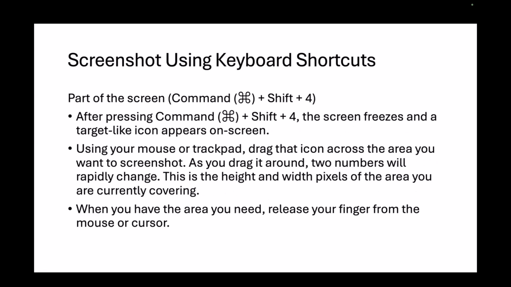If you want to take just part of a screen, you'll use the Command key plus Shift plus 4, and that freezes the screen and a target-like icon appears. Use your mouse or trackpad to drag the icon across the area you want to screenshot, and as you drag it around, two numbers will rapidly change. This is the height and width of the pixels of the area you are currently covering. When you have the area you need, release your finger from the mouse or cursor.